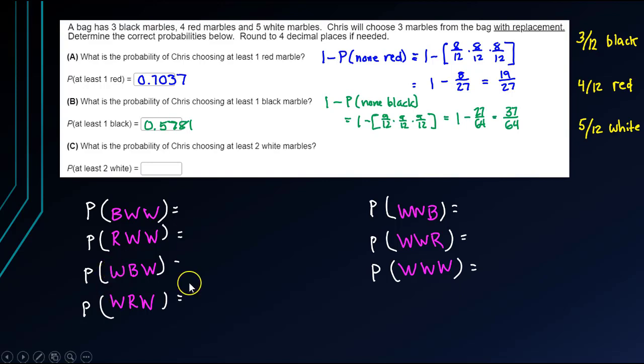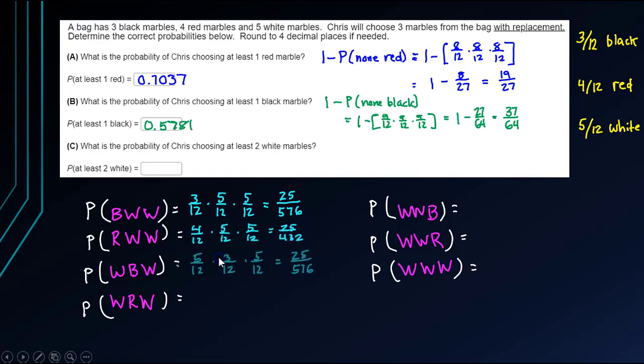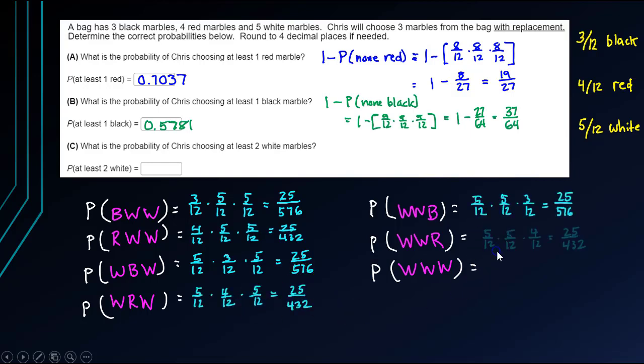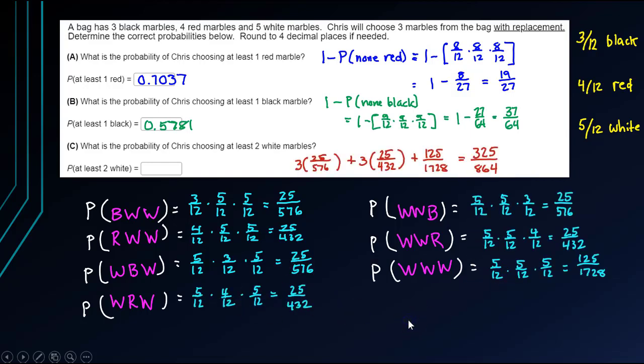Here, I'm just going to find the probability. These are all the situations where I have 2 or more white marbles. And so this probability is going to be 3 twelfths times 5 twelfths times 5 twelfths, which gives me this. And I calculate each one of these. I'm just taking the probabilities from over here and multiplying them through. And then eventually just adding them together. So I add all these together, I get 325 out of 864, which is about 0.3762. So that's the probability of those.